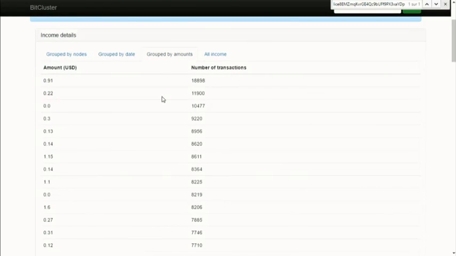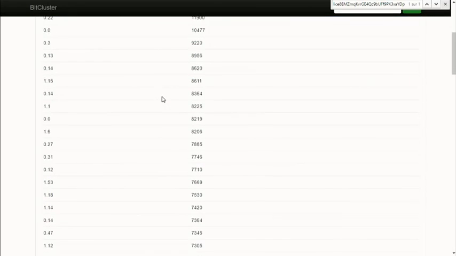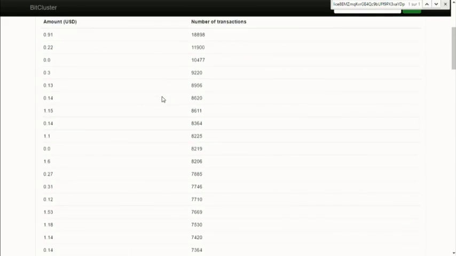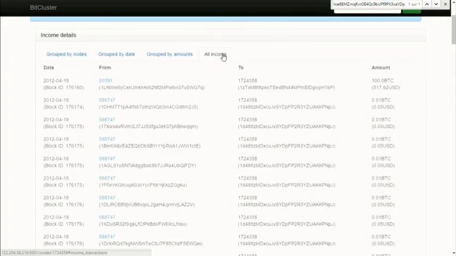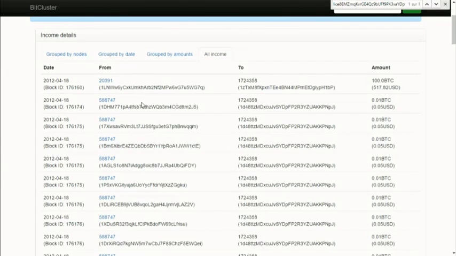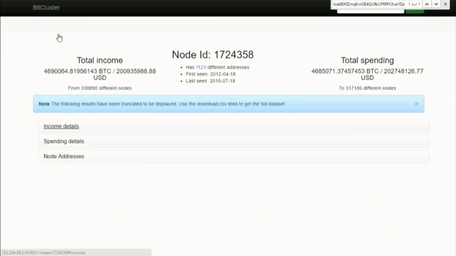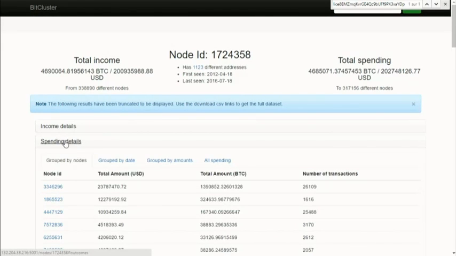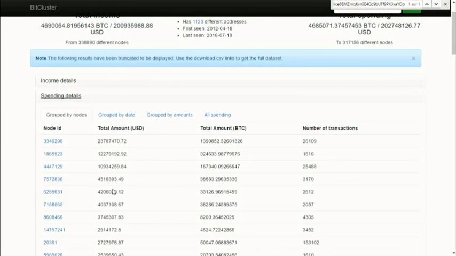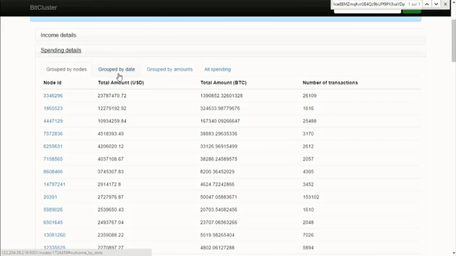And you can see also a group by amount, so you see the distribution of the amount. You see there are a lot of small transactions being made to send money to this node. You can also see the raw data of all the transactions associated with that. You also have the same for spending transactions, so you see where the money goes from Satoshi Dice to other nodes.